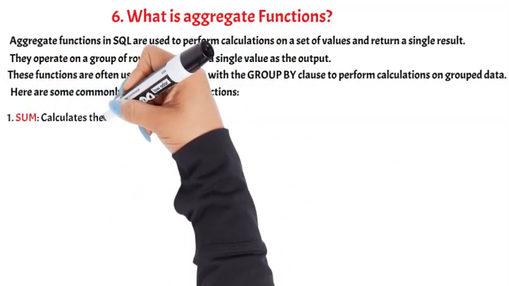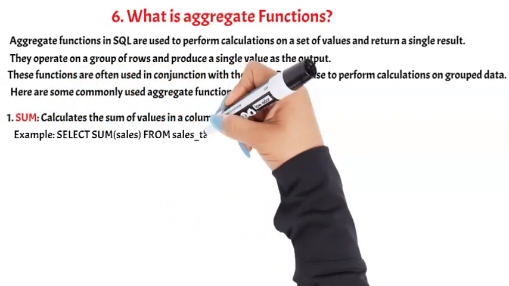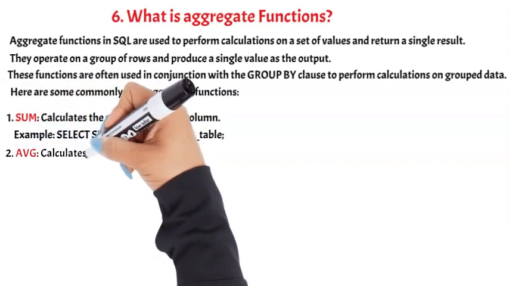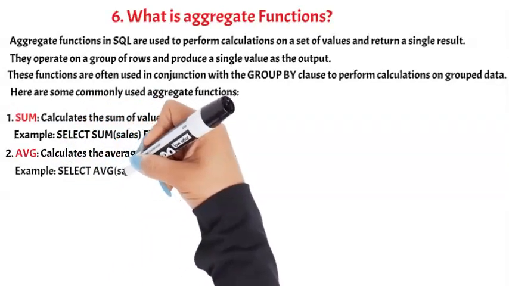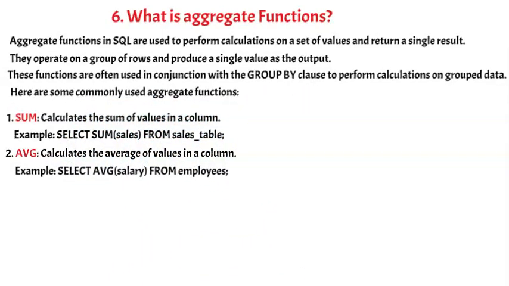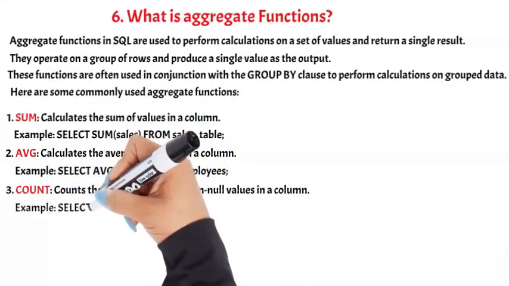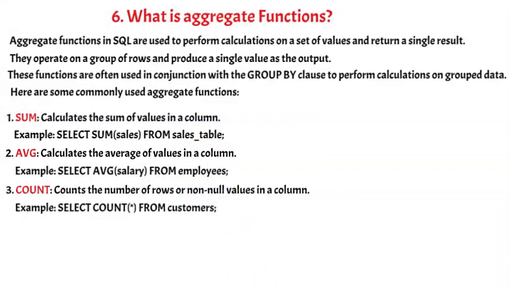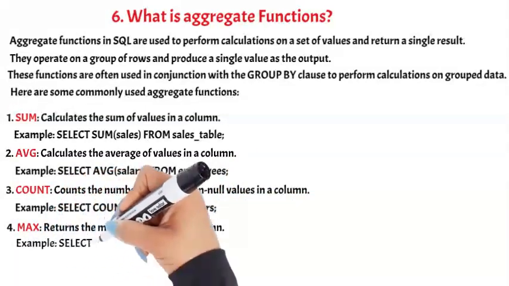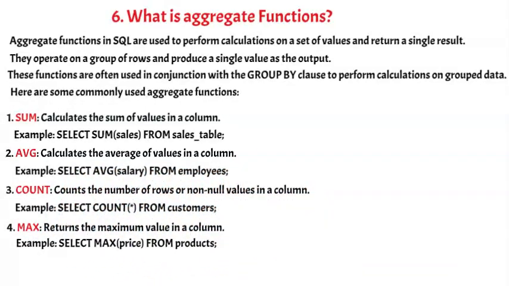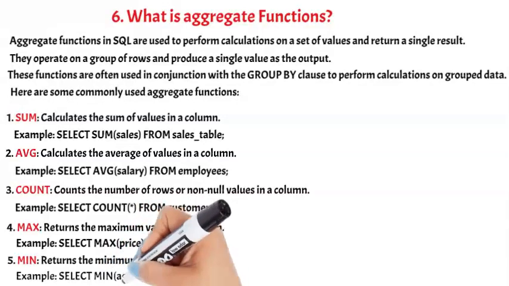1. SUM calculates the sum of values in a column. Example: SELECT SUM(sales) FROM sales_table. 2. AVG calculates the average of values in a column. Example: SELECT AVG(salary) FROM employees. 3. COUNT counts the number of rows or non-null values in a column. Example: SELECT COUNT(*) FROM customers. 4. MAX returns the maximum value in a column. Example: SELECT MAX(price) FROM products. 5. MIN returns the minimum value in a column. Example: SELECT MIN(age) FROM employees.